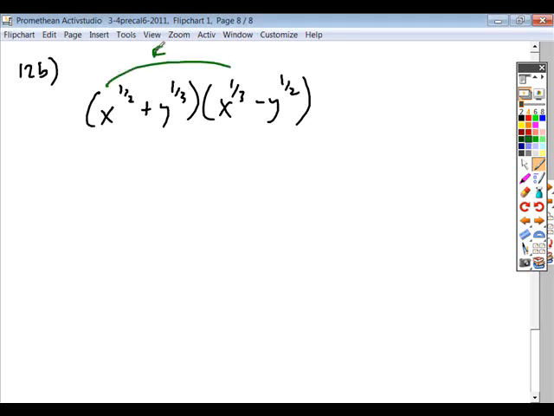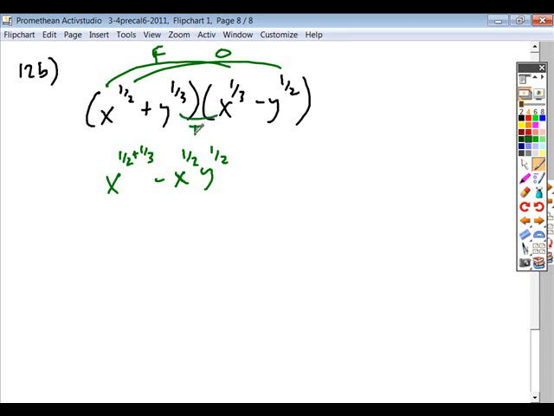When we take the product of our first terms, we have two exponents with the same base, so we're going to do what with their powers? We add those powers, so 1/2 plus 1/3. Then we go to our outer product, x to the 1/2 minus y to the 1/2, so we get negative x to the 1/2, y to the 1/2. You can just leave it in this form.